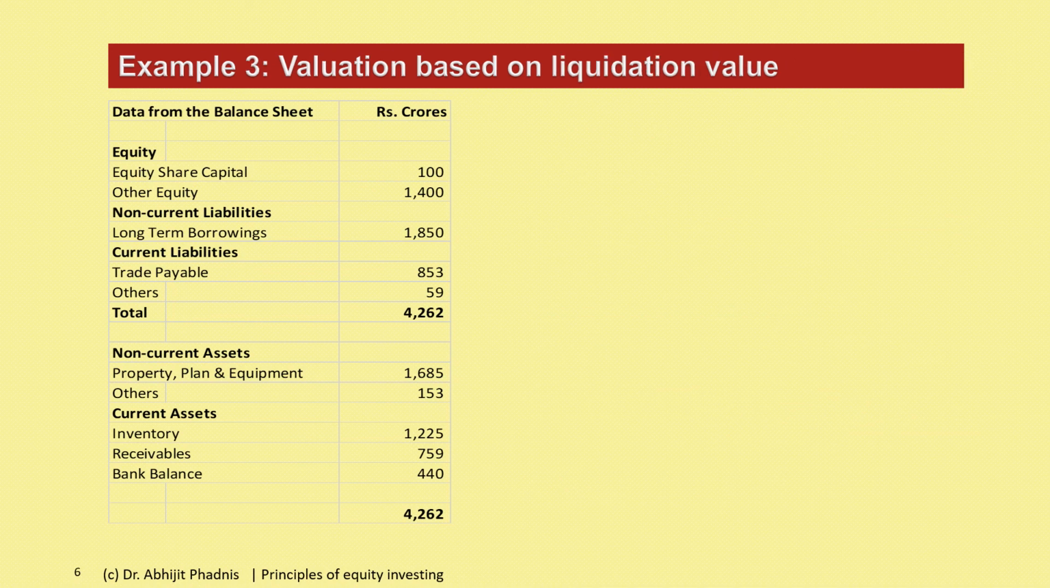Example 3 is not based on replacement value, it is based on liquidation value. So what is the difference? Replacement value assumes that the business has a great potential or it has a bright future, and therefore replacement value argument is used. The company is functional and definitely it has a potential to create a lot more economic value.